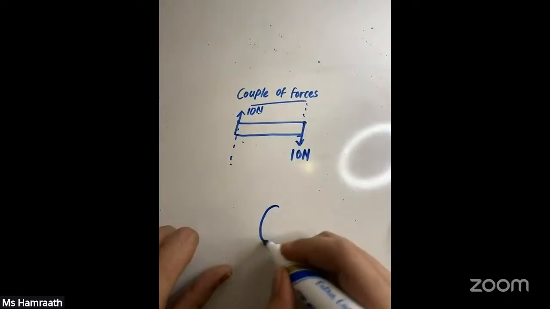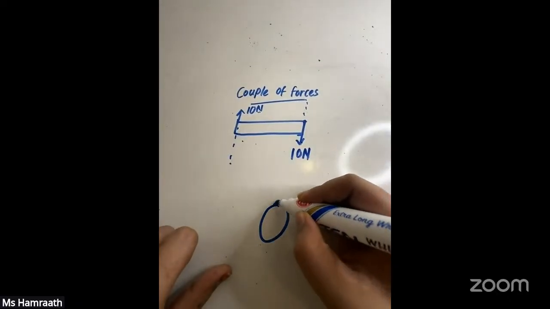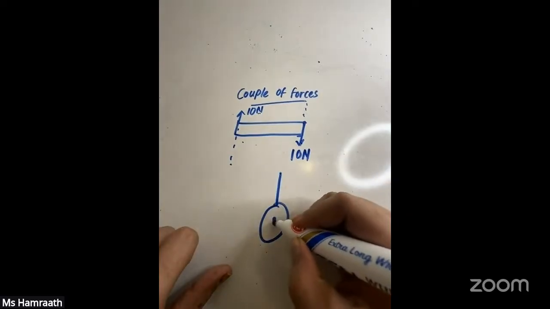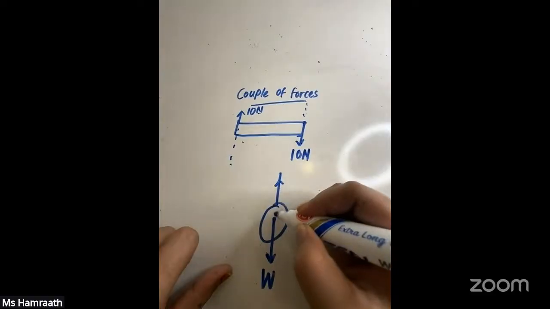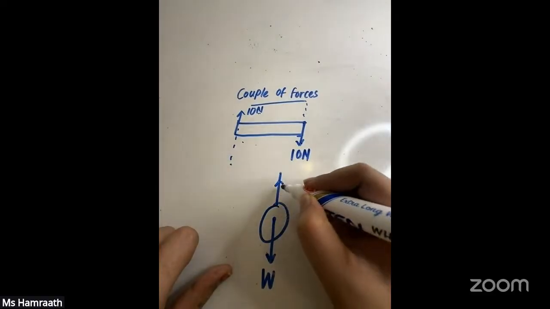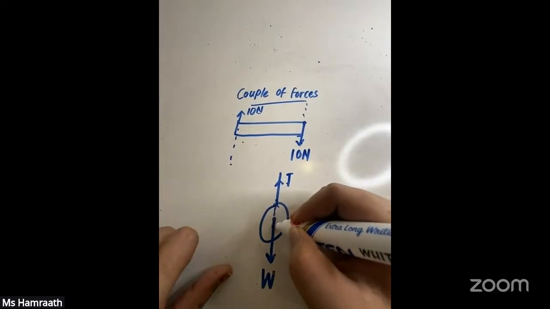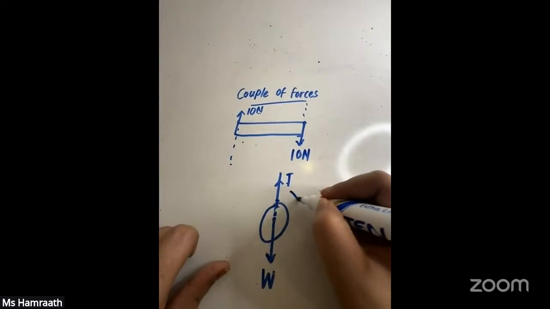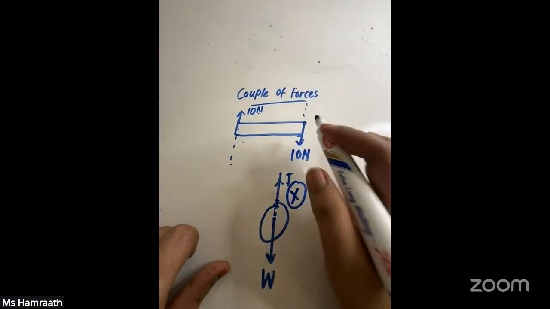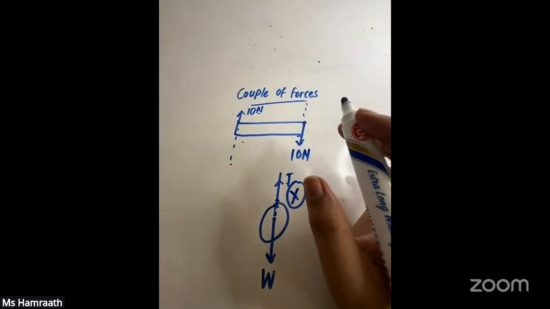Let's say, for example, you have an object that is hung. From the center of the object, you will have the force called weight, and a force in a straight line with the weight, the tension. So this tension and the weight don't have different lines of action. They have the same line of action, which means they cannot be considered a couple of forces. But a couple of forces will have two different lines of action.